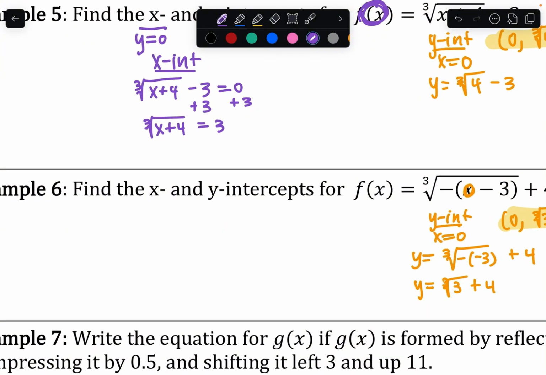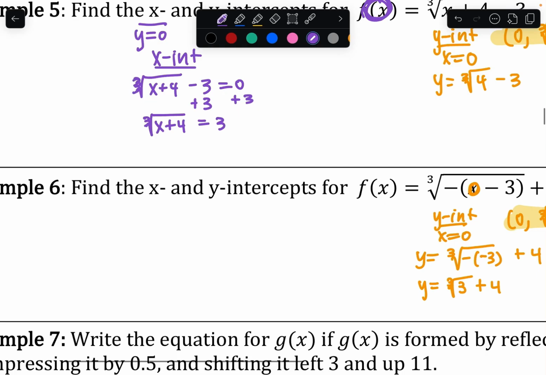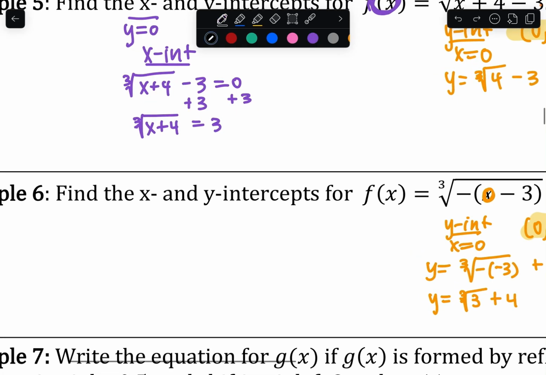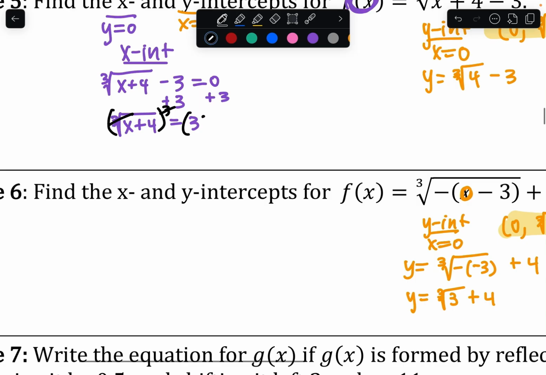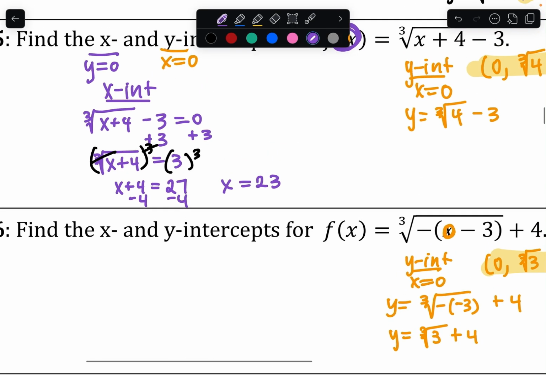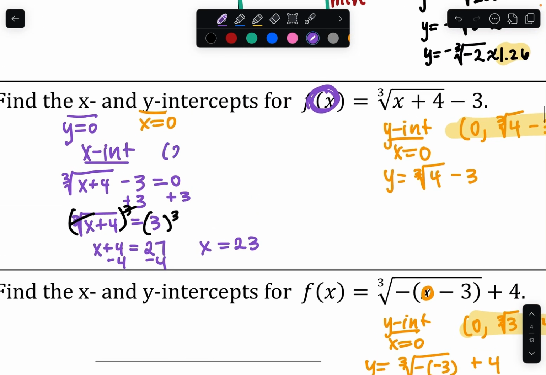And then once you have isolated the cube root, be careful, that's not times 3. A lot of people write it as times 3 and then divide by 3. That's not what that says. That is a cube root. So to get rid of that, you cube. That's how you cancel out a cube root. Okay, and so after I cube both sides, I'm left with just an x plus 4 on the left. 3 cubed is 27. Last step, subtract 4 from both sides, so x equals 23. And so writing as the ordered pair, 23, 0.